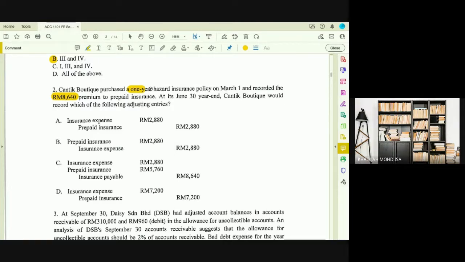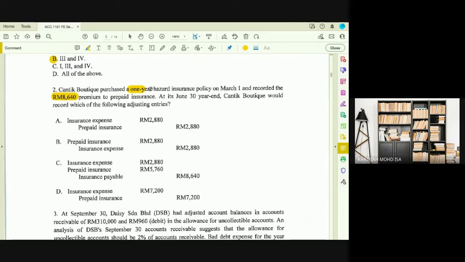But how much expires by the end of June? How many months have expired? 4. You compute from March, April, May, June, so there are 4 months expired. 720 times 4 gives you 2880. This is the amount you have to adjust, and we call this an adjusting entry. Now you are going to recognize your insurance expense, which is a debit entry, and credit your prepaid insurance of the same amount.